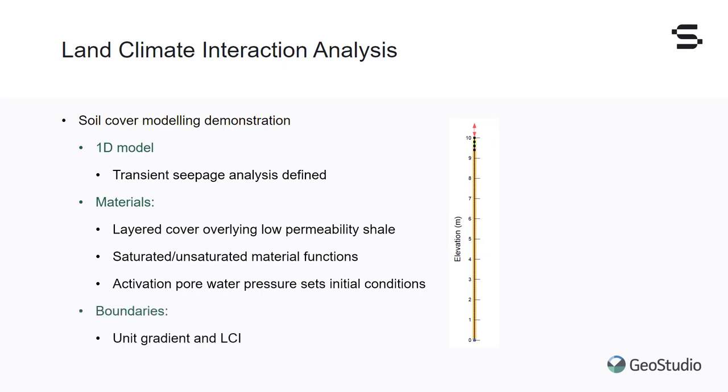The boundary condition applied to the bottom of the domain is a unit gradient boundary. The unit gradient boundary represents the conditions within the unsaturated zone when the water table is a substantial depth below the surface. We will apply the land-climate interaction boundary condition to the top surface node after defining it.